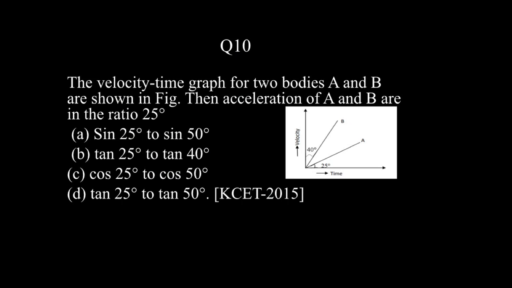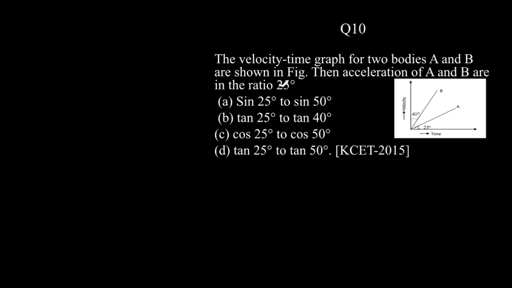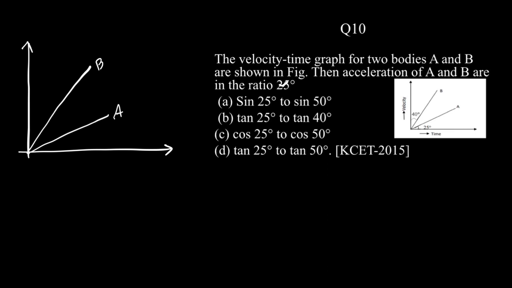The velocity time graph for two bodies A and B are shown in the figure. Then the acceleration of A and B are in the ratio, is the question. So what we need to understand here is we've been given two straight line graphs, right? One represents the motion of body A, the other represents the motion of body B. So it's a very simple question.